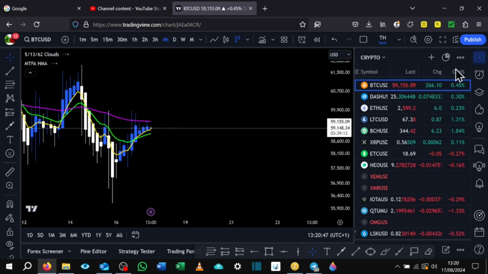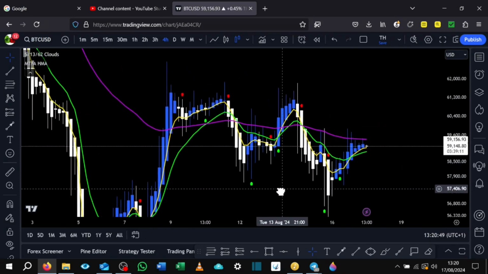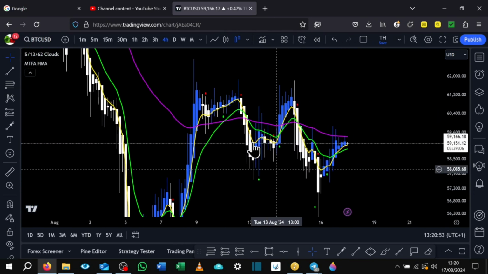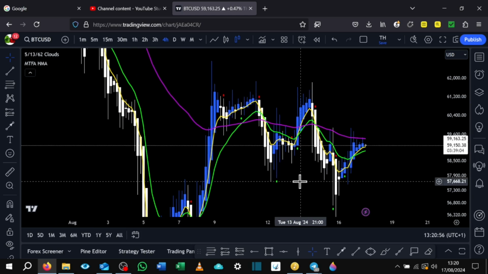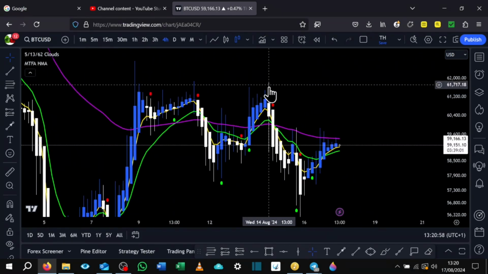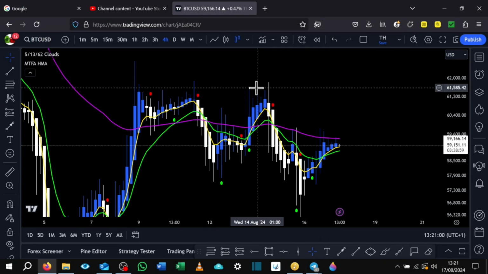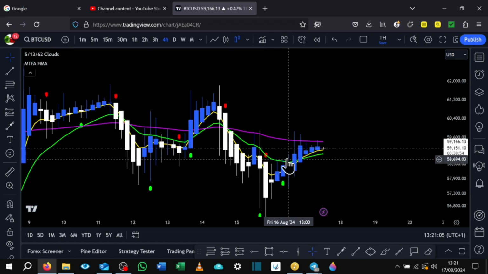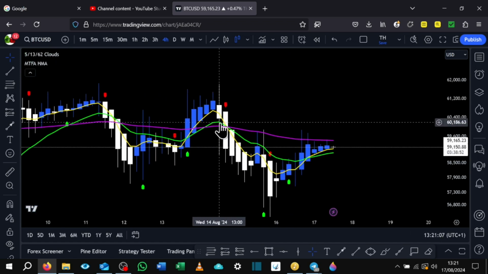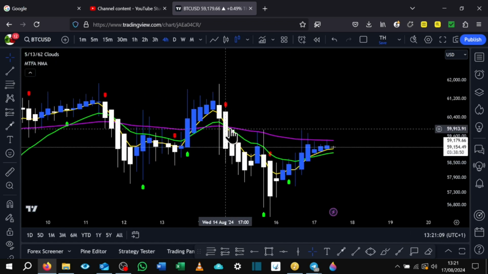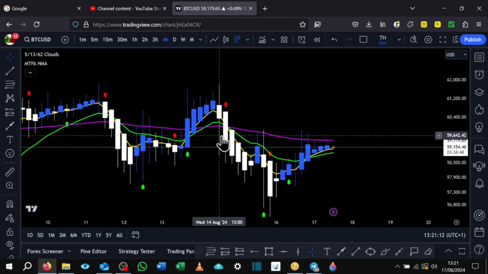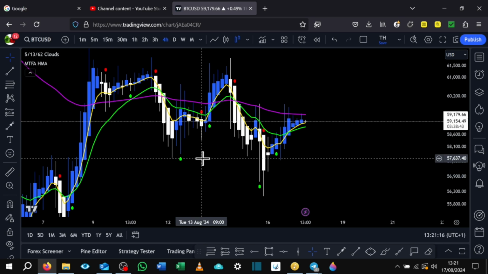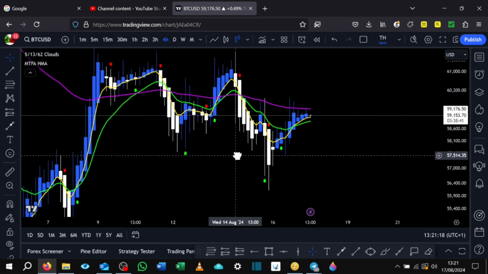crypto, Bitcoin. So price is kind of going sideways. There was this liquidity grab here, took out this high there. Price has started to go down. We had the 513 and the 62 EMA crossover happen. So I sold there. Take profit was, I believe, here as take profit 1.